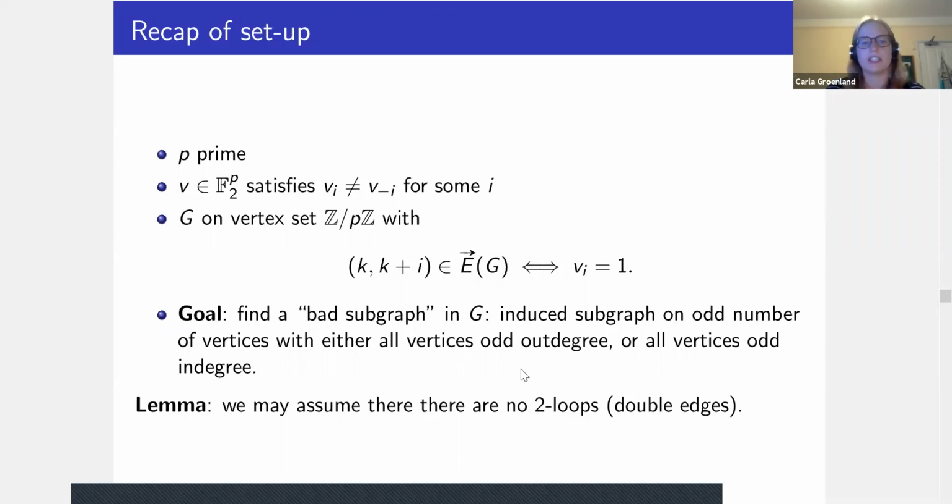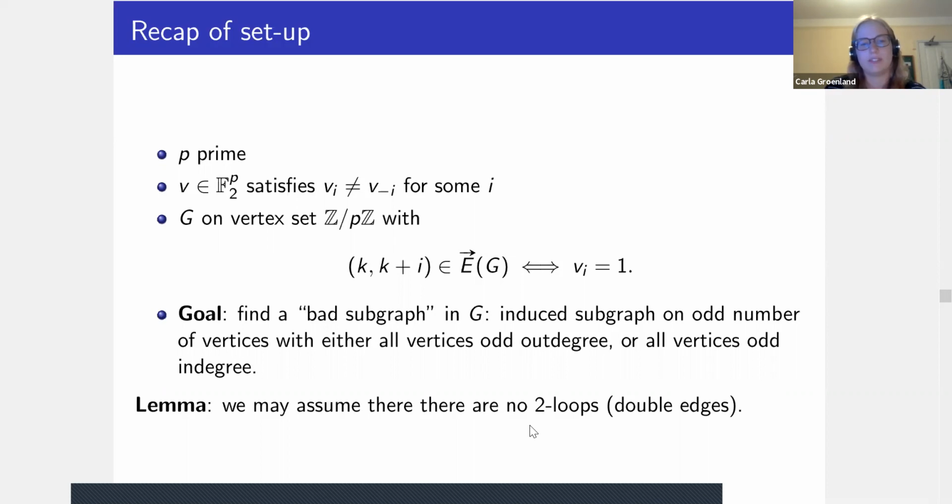What we can show is that if there are two loops and there are non-edges, and we have this non-symmetric vector, then we can find a bad subgraph. So after that, up to taking complements, we can assume that there are no double edges. We'll have that assumption in the rest of the talk. So there are no self loops, no double edges. We just have a plain directed graph.